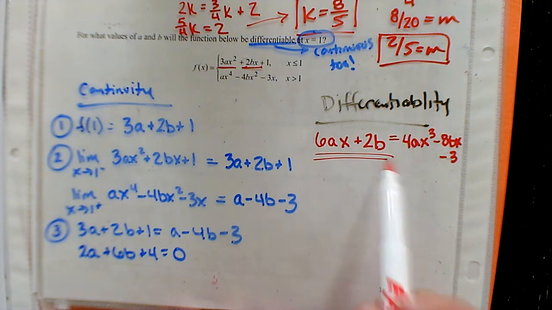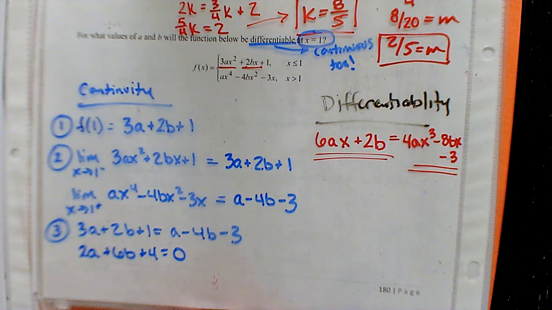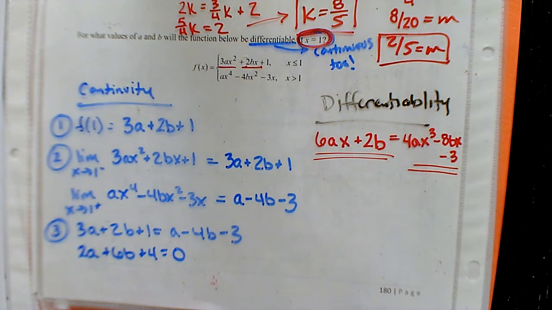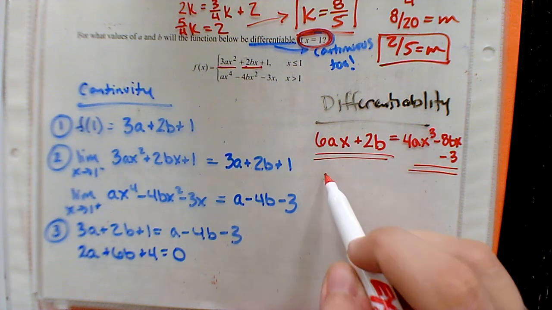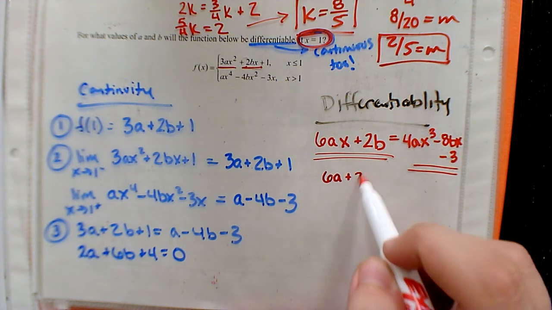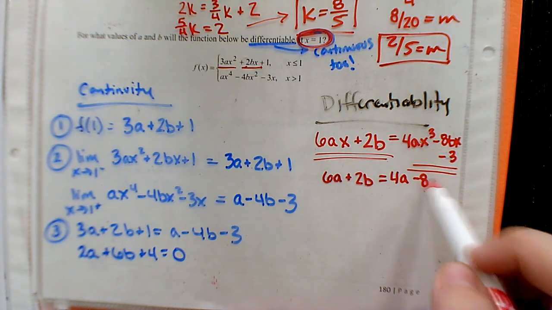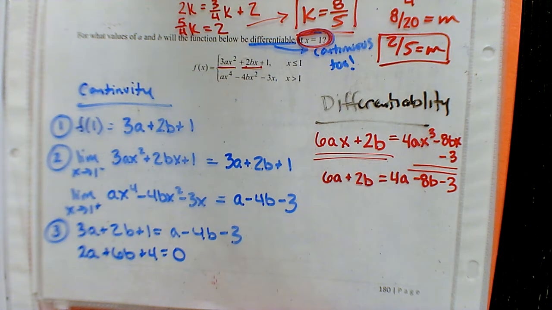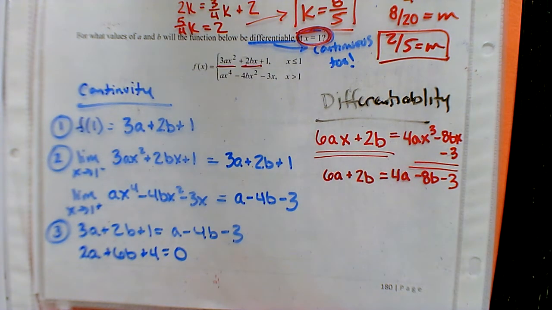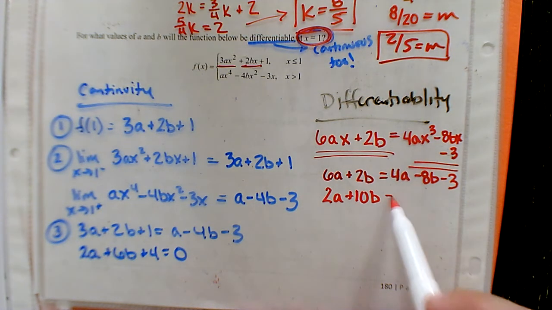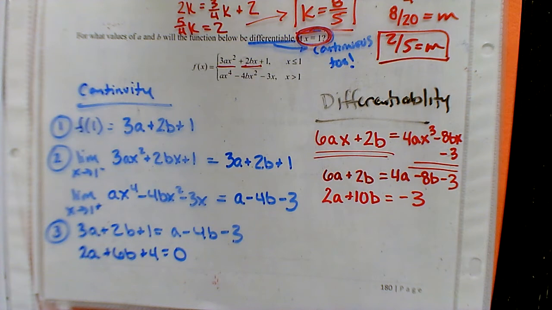So we're showing that the slope from the left needs to equal the slope from the right. Let's go ahead and plug in 1, because we're specifically looking at that spot on the graph. Figure out the slope value at that spot. So 6a plus 2b needs to equal 4a minus 8b minus 3. Maybe you want to clean that one up a bit as well. We can subtract the 4 over, get 2a, add the 8 over, get 10b, have a negative 3 on the other side, completely up to you.